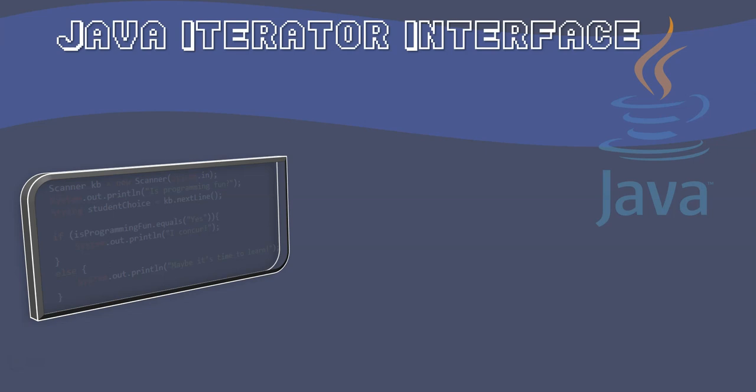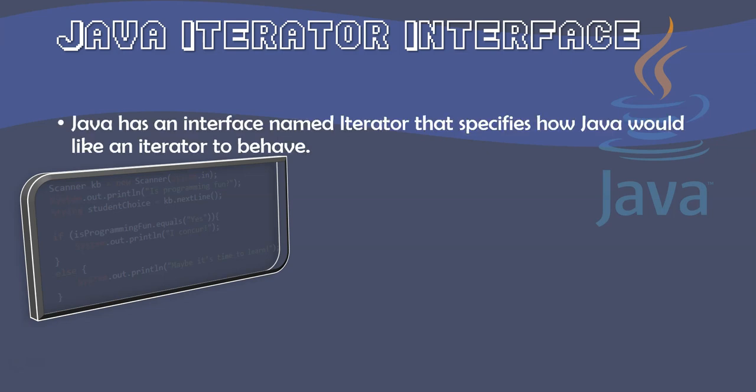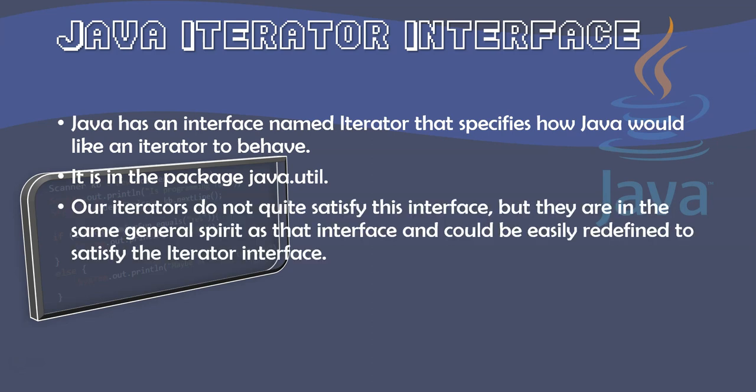So when we start talking about this, there's one thing we have to keep in mind, which is the Java Iterator interface. There's actually an interface already built into Java called Iterator that specifies how Java would like an iterator to behave. And it's part of the java.util package. Now, if we look at these iterators, they're not quite going to satisfy this interface. They're not a perfect match, but they're in the same general spirit as that interface and could easily be redefined to satisfy that interface's requirements.